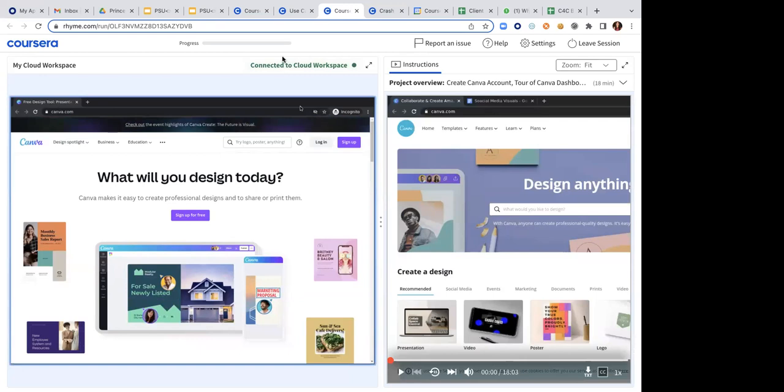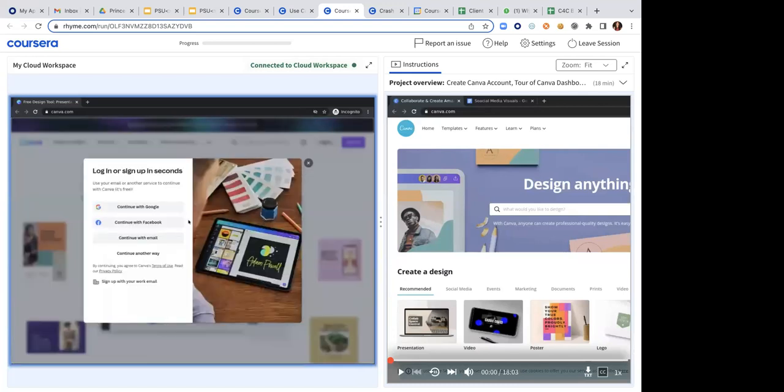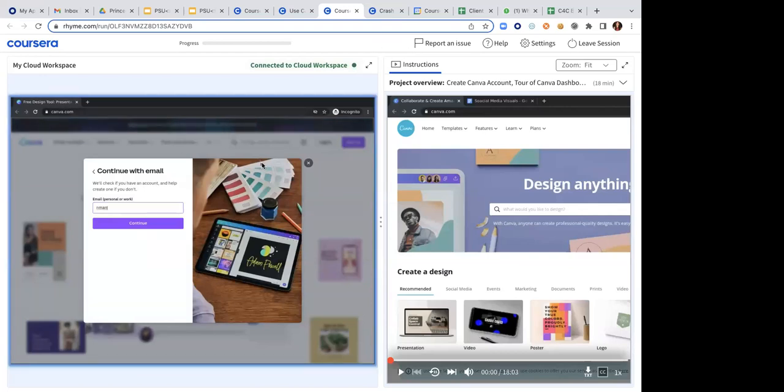And on my left hand side, what I have is my cloud workspace. On my cloud workspace, I can basically go ahead and practice the same tool. For example, in this case, if I already have an account on Canva, I'll go ahead and sign up with that account, or you can create a new account as well if that is required. And then I'll go ahead and practice the tool alongside the instructor. So basically, I can watch the video, let's say for 10 seconds or 20 seconds, and then I can stop the video, and then I can practice the same thing on my left hand side.